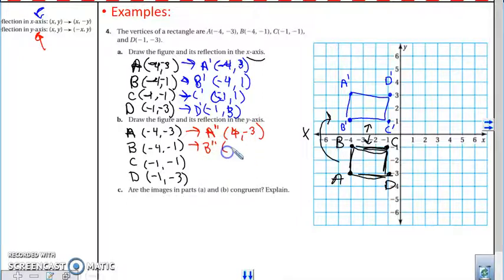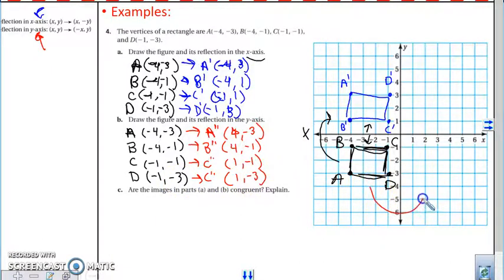B image second, flip the sign of x, 4, comma, keep y the same. C, second image, flip the sign of x, 1, comma, keep y the same. And D, image 2, flip the sign of x, and keep y the same.